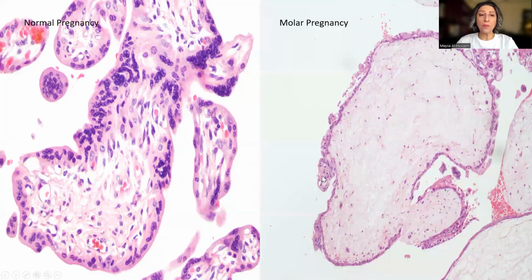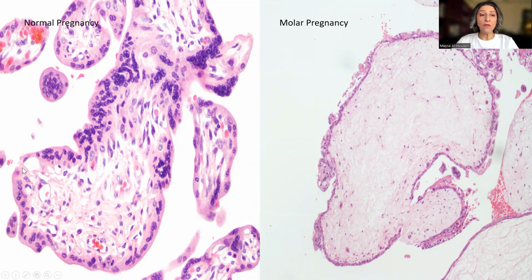So on high power magnification, again, this is one of the villi from the normal pregnancy, and this is one for comparison from the molar pregnancy. In the normal pregnancy, it's a cellular villus containing vessels as well as red blood cells. And it's important to note that the vessels within the core of the villi, and the red blood cells, are of fetal origin.